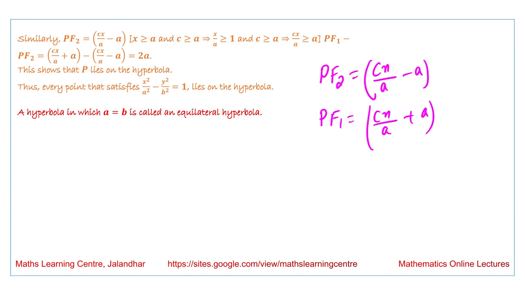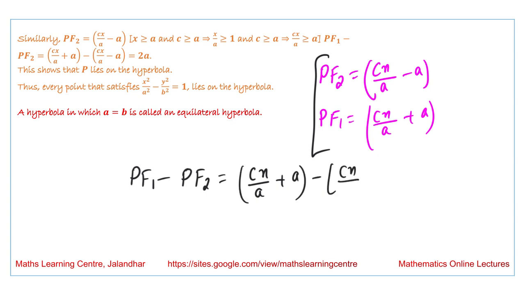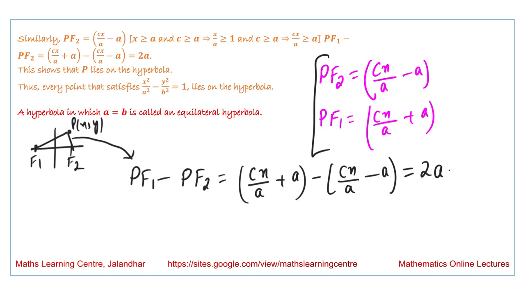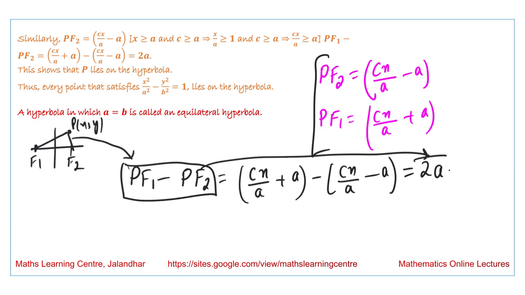Now we have to calculate the difference of these two terms, PF1 minus PF2. It is (cx over a plus a) minus (cx over a minus a), and the value comes out to be equal to 2a. So we are saying that any point P(x, y) on this curve satisfies that the difference of its distances from the two points F1 and F2 is a constant value. The difference of the distances of this point from two fixed points is a constant, and this is the definition of the hyperbola.